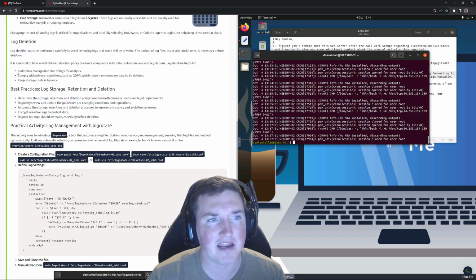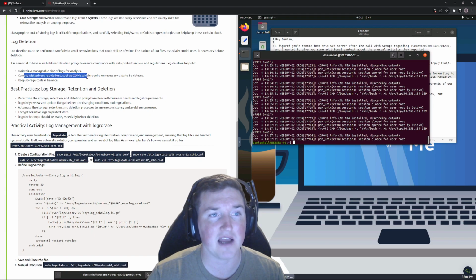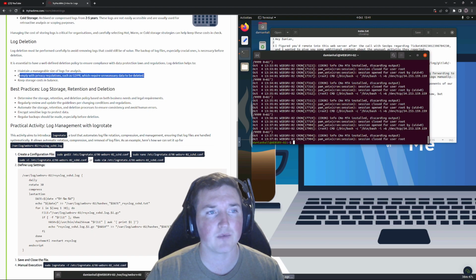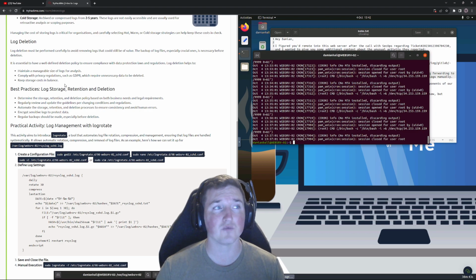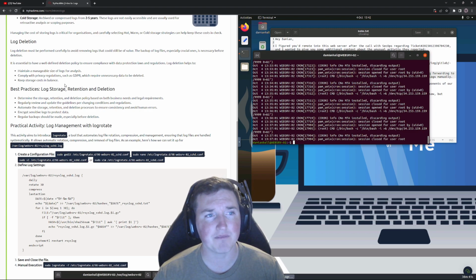So maintain a manageable size of logs for analysis. Comply with privacy. This is the big one. Comply with regulations, because you can get fined if you don't have logs that you say you were logging, right? Keep that stuff in mind.